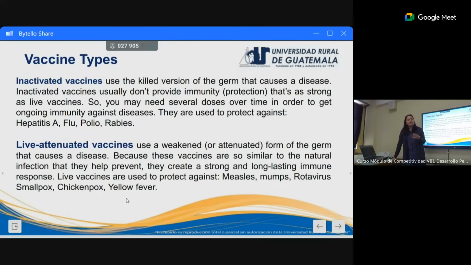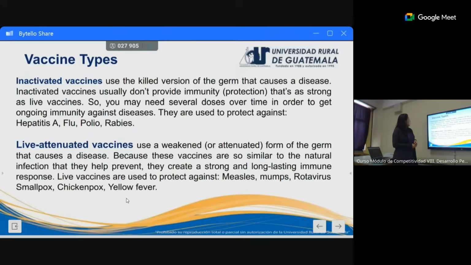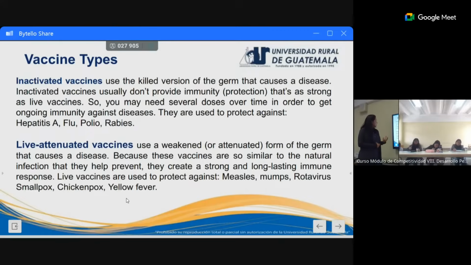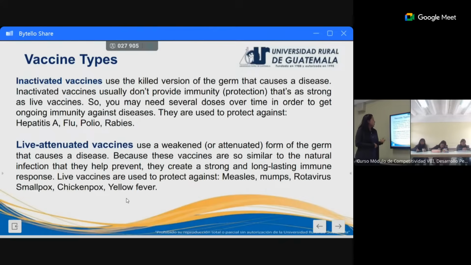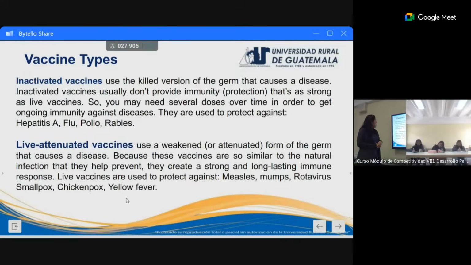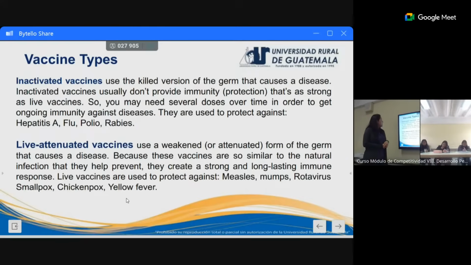So they are different, and they depend on how they're going to be administered and even on the type of illness. So let's read. It says inactivated vaccines use the killed version of the germ that causes a disease. So they give you here the process, how it works. And inactivated vaccines usually do not provide protection that's as strong as live vaccines. So you may need several doses over time in order to get ongoing immunity against diseases.